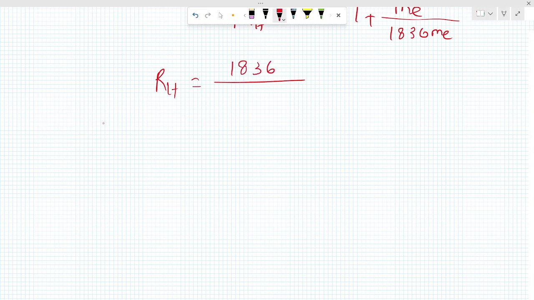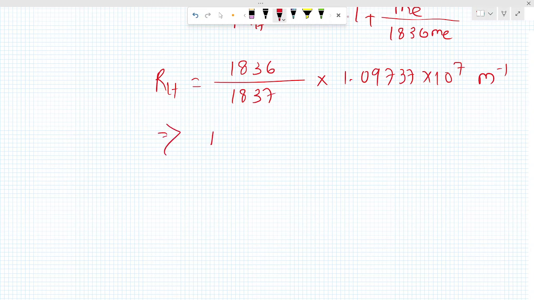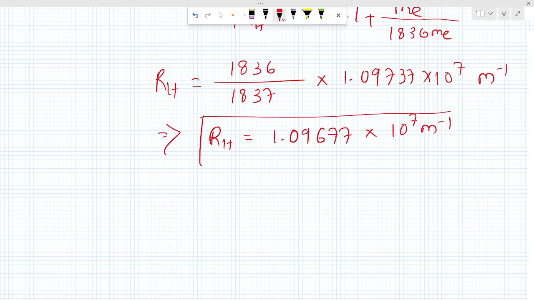So further calculating, we will get R_H equal to 1836 upon 1837 into 1.09737 into 10 to the power 7 meter inverse. So R_H will be equal to 1.09677 into 10 to the power 7 meter inverse. This is the Rydberg constant for hydrogen.